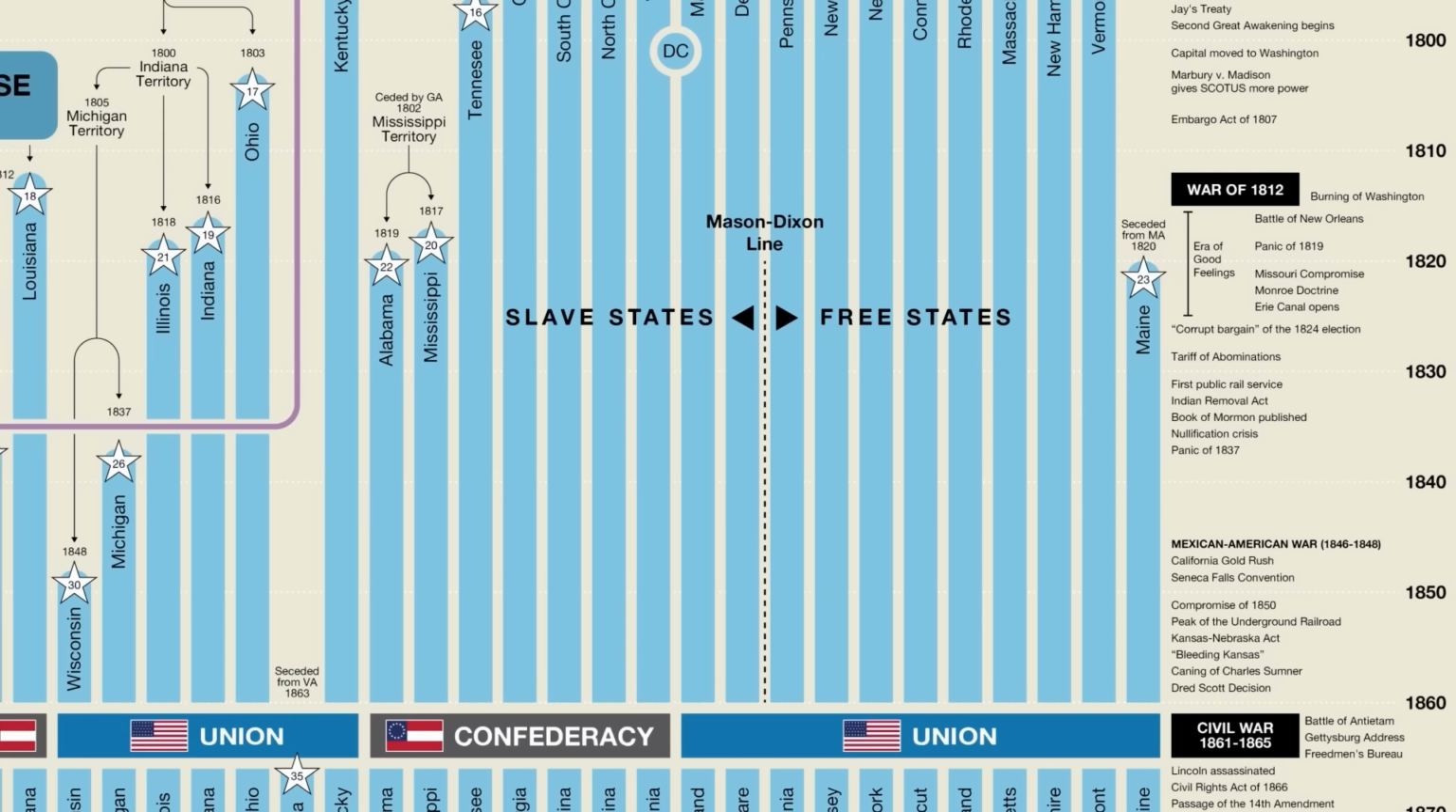The border between the free states and the slave states basically ended up being the southern border of Pennsylvania, which had also been the main part of the Mason-Dixon line, which is why the South is sometimes called Dixieland.